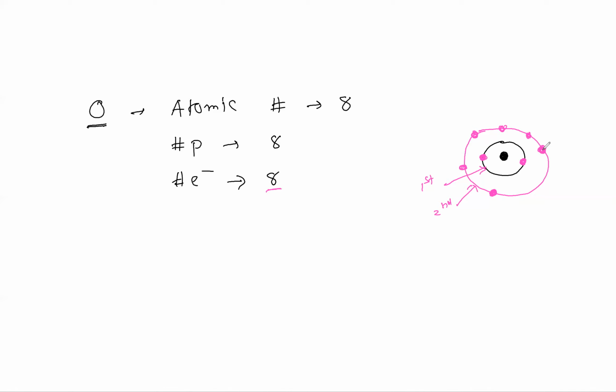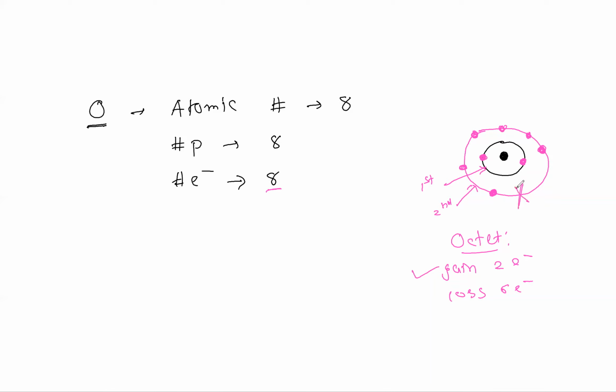Now, as we know the octet rule, every element would like to have 8 electrons. So in this case, what are the two options? The first option is to gain 2 electrons, and the second option is to lose how many? 6 electrons. What do you think is the easy option for oxygen? Deal or no deal? Of course, deal with gaining 2 more electrons. Easy for oxygen to do.